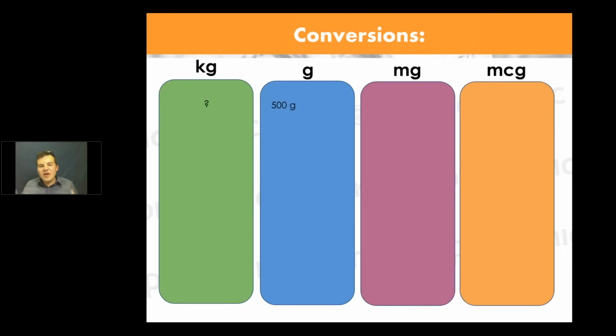If that confuses you, think about pounds and kilograms. Pounds are more of a quantity, and kilograms are a smaller number, so you have to divide to get to the number. So here we got 500 grams. 500 grams is how many kilograms? 0.5. And that's absolutely right.